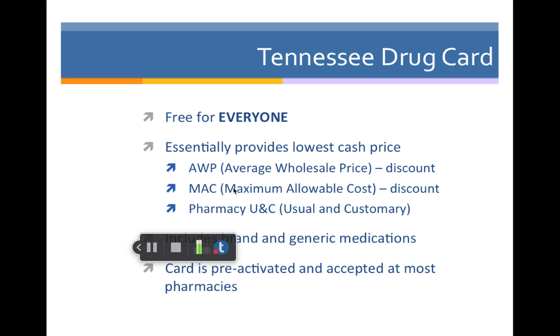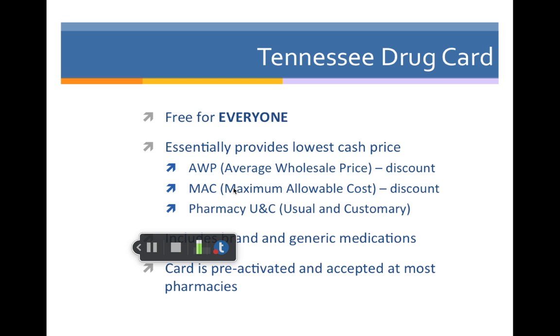Eligibility for this one is a little bit different, so it's an opportunity for all patient populations. So even someone like myself who has private insurance technically can use the Tennessee drug card. It's also free and can be used as a supplemental program for most insurance plans. So with health savings accounts or maybe people who have high deductible plans. It can also be used for non-covered medications under Medicare Part D.